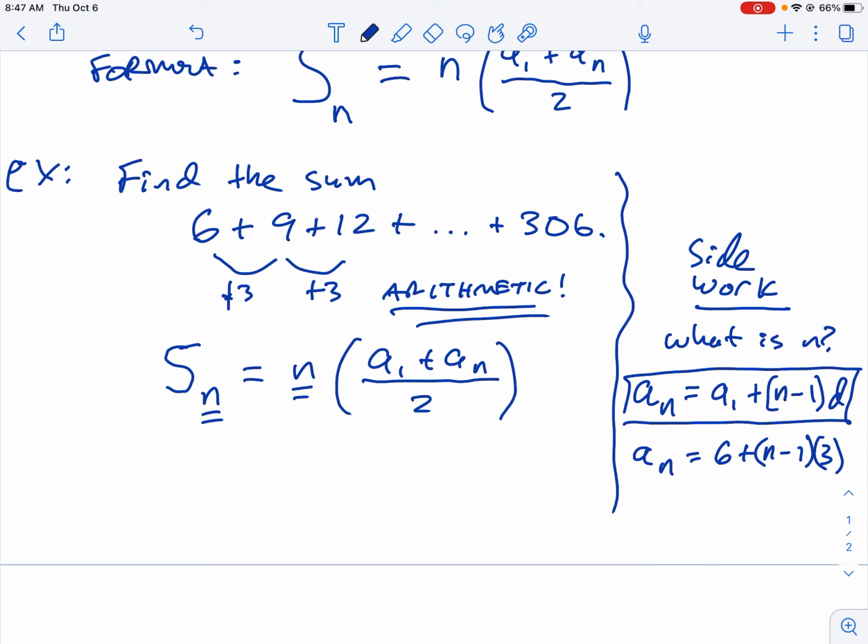Okay, so let's simplify this. So let's do a little bit of algebra. So we have 6 plus, and now remember, distribute the 3. That's 3n minus 3. So then 6 minus 3, you can combine that to make positive 3. So we have 3 plus 3n. So here's our rule.